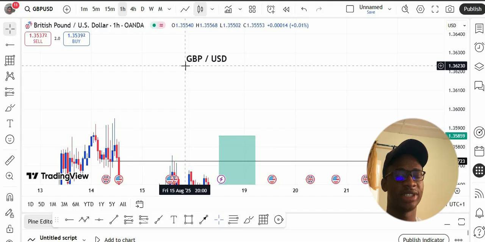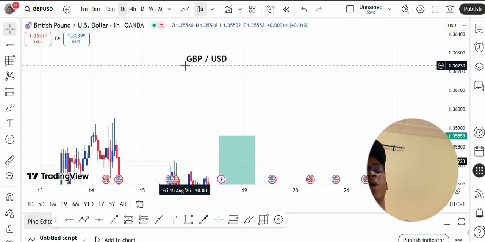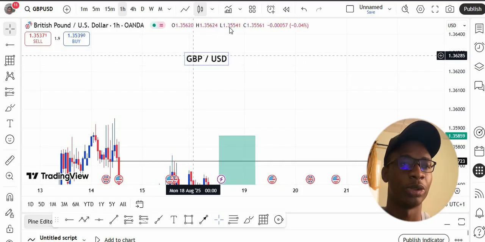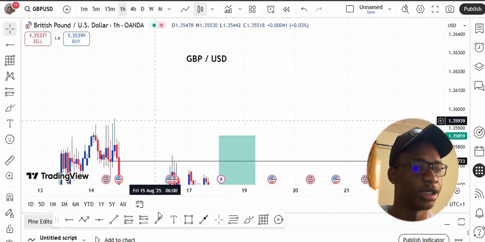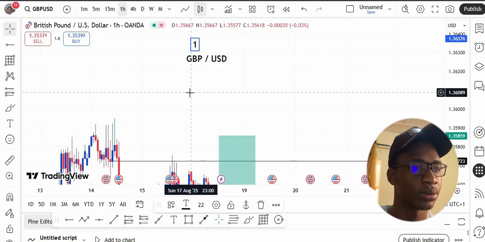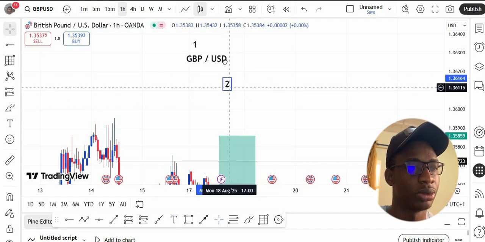In the Forex market, you are going to be seeing the green candle and the red candle. A green candle simply means the market is going up, and a red candle simply means the market is coming down. But on this pair, every green candle represents GBP, and every red candle represents USD. Now I'm going to give them numbers. For the first one right here, I'm going to give it number 1, then the second one I'm going to give number 2.